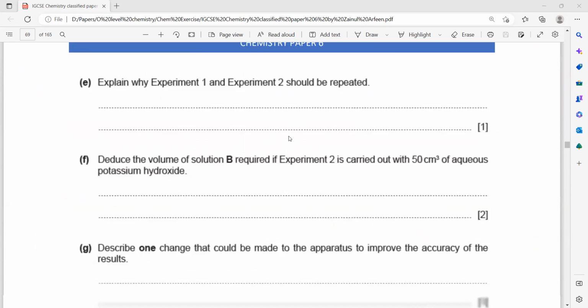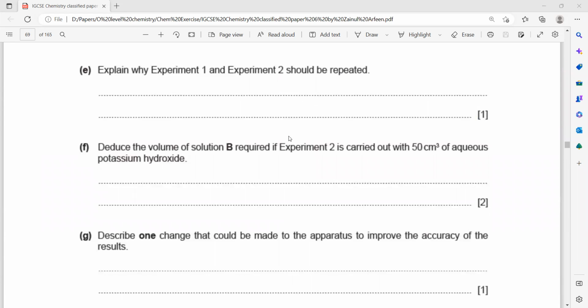In part E, explain why experiment 1 and experiment 2 should be repeated. Why should we repeat the experiment? For accuracy, so we can find an average. We repeat the experiment so we can find the average, make the experiment more accurate, increase reliability, or identify an anomalous result.